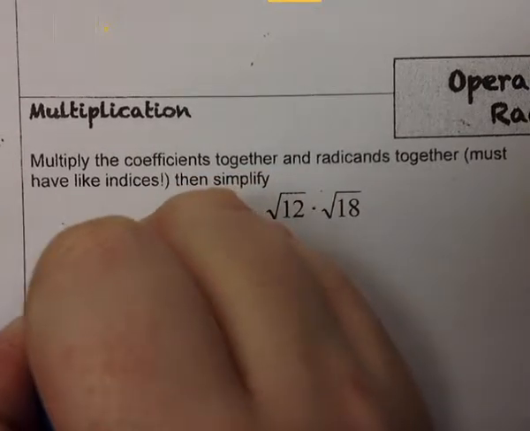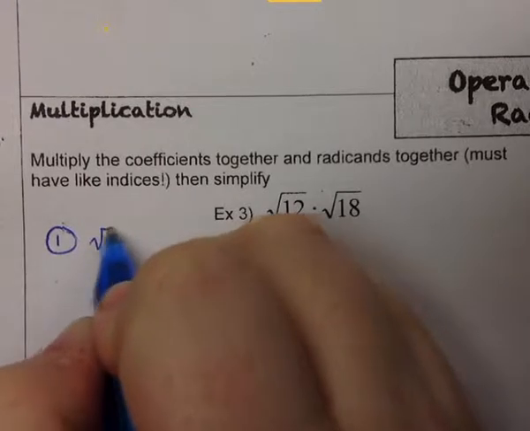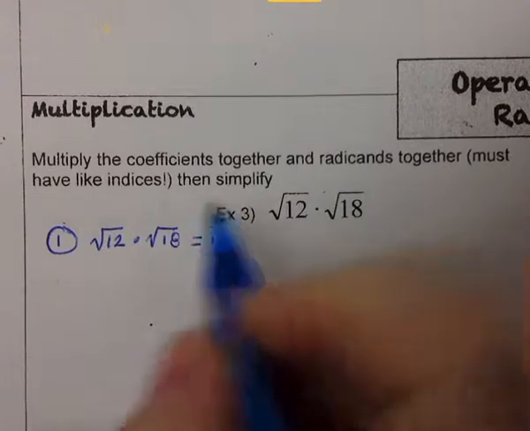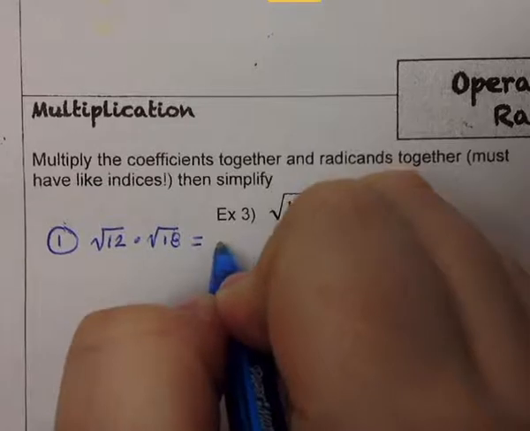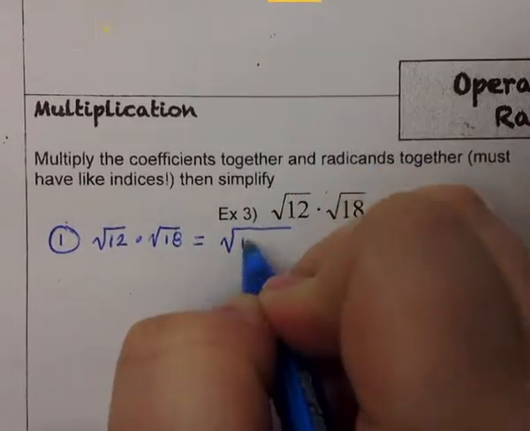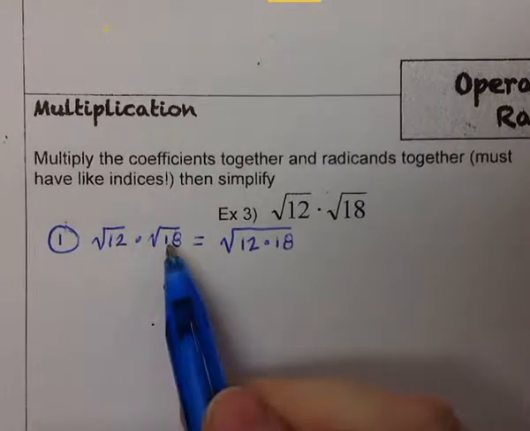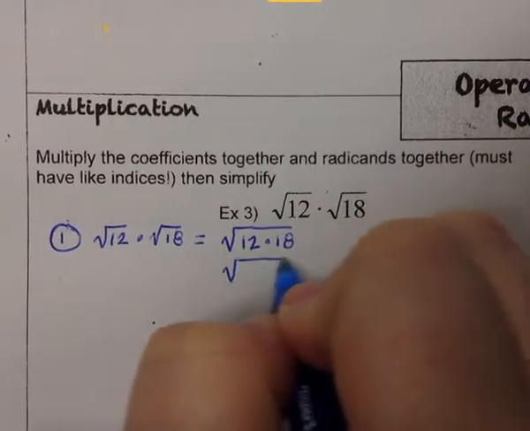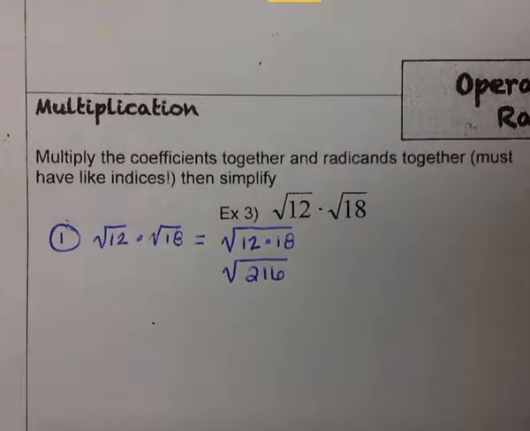So this is my first way. I take the square root of 12 times the square root of 18, and it will equal, since both of these are inside the radical, these are our radicands, one big square root of 12 times 18. Because they are in the same type of radical, I can put them together. Then the square root of 12 times 18 is 216. Now I want to simplify the square root of 216.